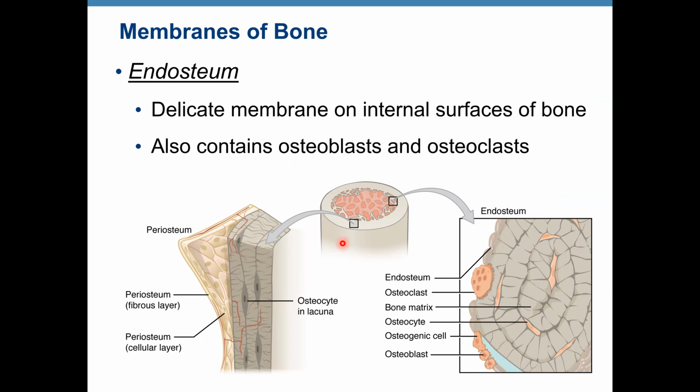Okay, so we just talked about the periosteum covering the outer surface of the bone, and it's actually shown over here. And it's good because it also shows you this inner layer, right, where we have all these osteogenic cells. And you can even see this artery entering the bone. But inside, we have another membrane called the endosteum. That's a delicate membrane on the internal surface of bone, and it also contains osteoblasts, osteoclasts, and stem cells.